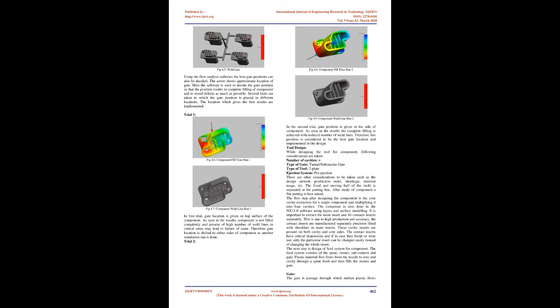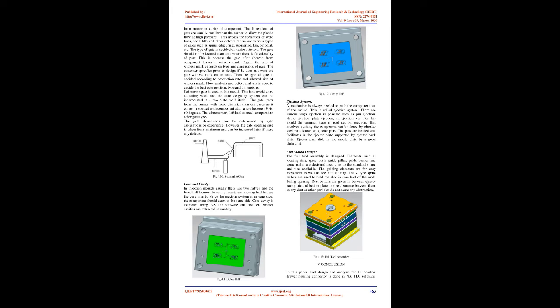Tool design. While designing the tool for component, following considerations are taken. Number of cavities, 4. Type of gate, tunnel/submarine gate. Type of tool, 2-plate. Ejection system, pin ejection. There are other considerations to be taken such as the design outlook, production order, shrinkage, material usage, etc.